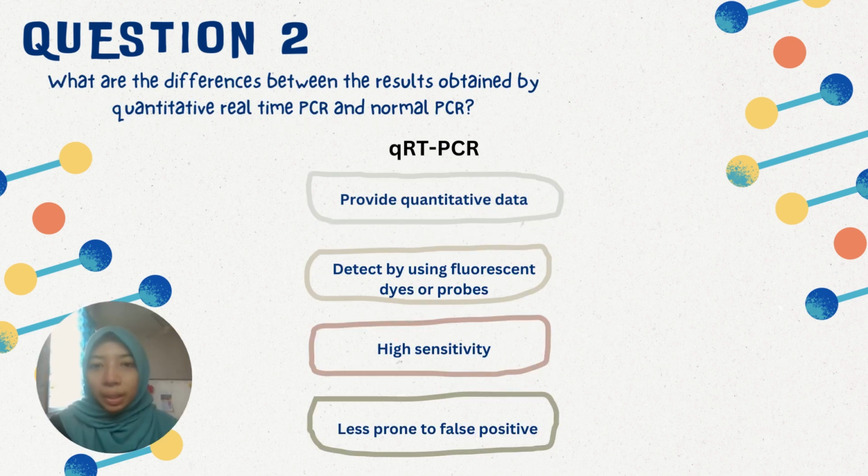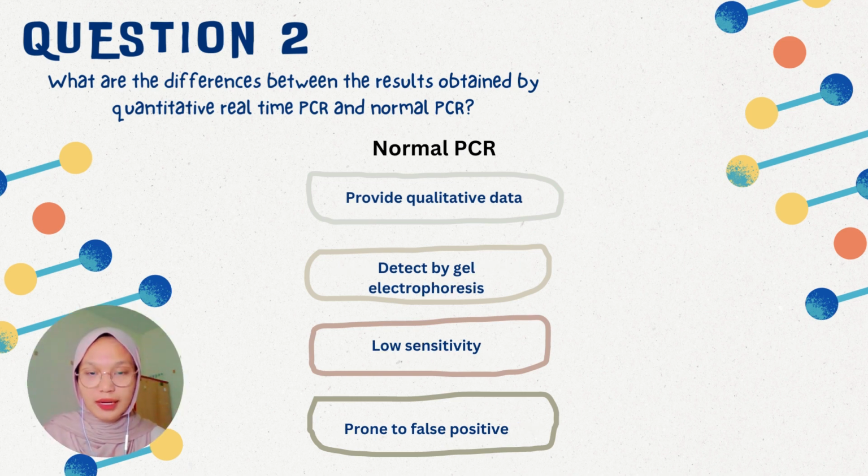The differences between quantitative real-time PCR and normal PCR: qRT-PCR provides quantitative data, detects by using fluorescent dye or probes, has high sensitivity, and is less prone to false positives. Normal PCR provides qualitative data. Normal PCR products are most commonly analyzed by agarose gel electrophoresis. It also has low sensitivity and is prone to false positives.